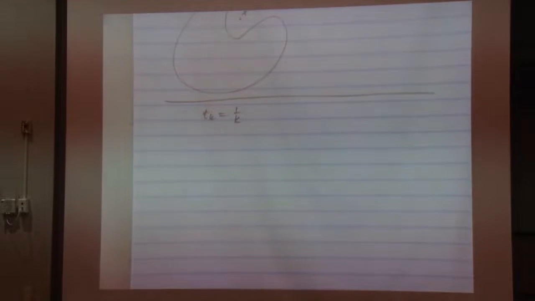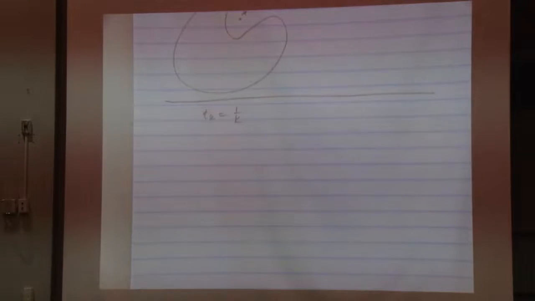I could just take t_k to be 1 over k, and I would satisfy those two conditions. So that's a pretty common choice that you'll see in applications of the subgradient method. And we'll see exactly why we want this to be true in a second.